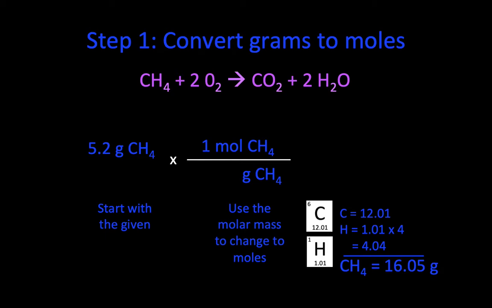Once we have our mass, we can then put that into our ratio here. So it's 1 mole of methane is equal to 16.05 grams of methane. So that allows us to cancel out grams, since grams are on top and bottom. And then we can say 5.2 times 1 divided by 16.05 to give us 0.324 moles of methane. Now step 1 is complete, and we'll move on to step 2.